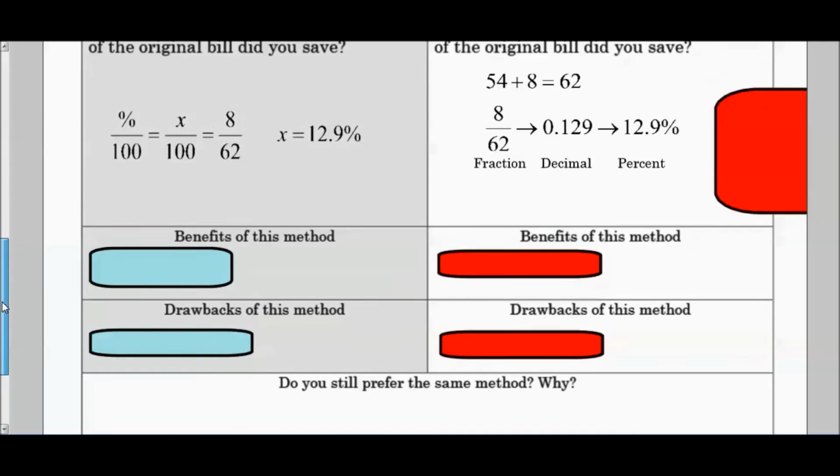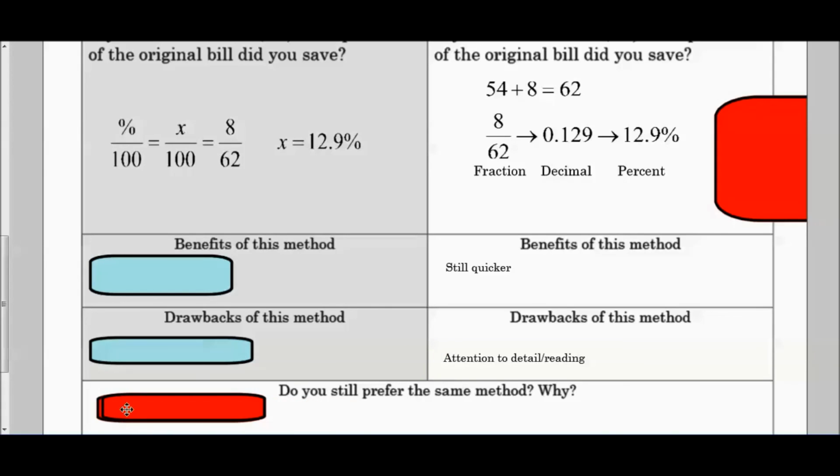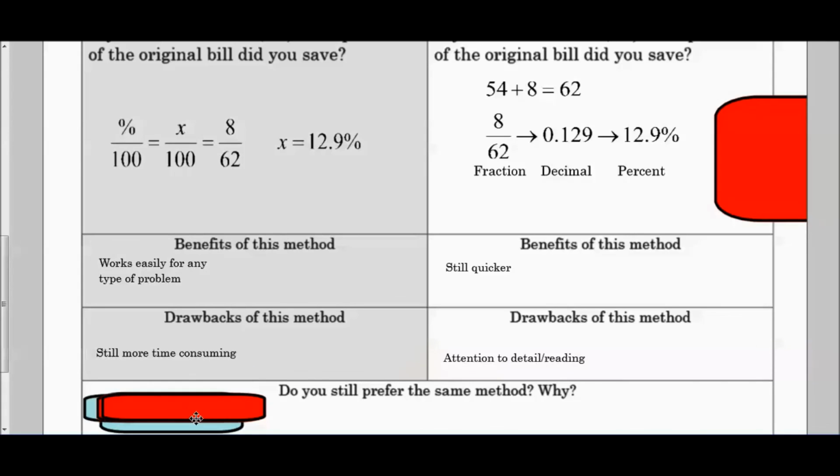So again, I think this method is a little bit easier on the right. It's a little bit quicker. But if you don't understand how to set up the problem, it can be very confusing. You really need to pay attention to detail and read carefully. You still need to read carefully for this method, but it works easily for every type of problem. It kind of sets itself up. Once you read the problem, you can set up part of it easily, and usually you can fill in the blanks from there. This is a little bit more of a guessing game if you're not sure how to do it. The drawbacks, again, still more time consuming.